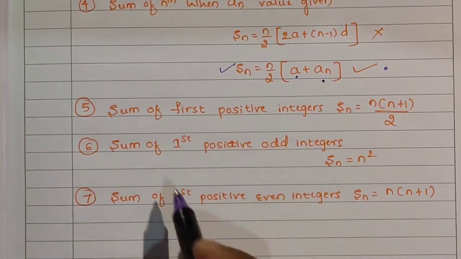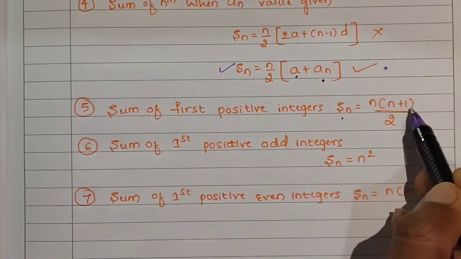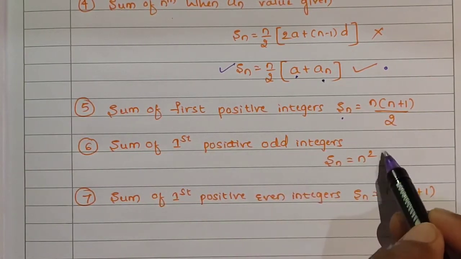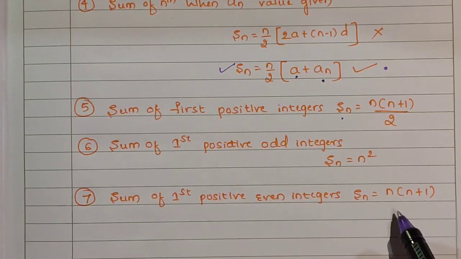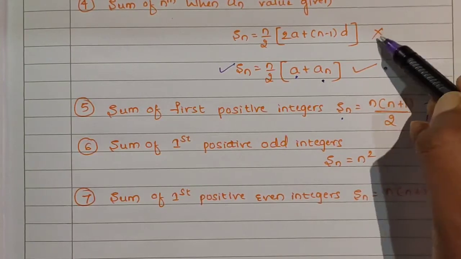Now I am going to show here: the sum of first n positive integers, Sn is equal to n into n plus 1 by 2. Sum of first n positive odd integers, Sn is equal to n square. Sum of first n positive even integers, Sn is equal to n into n plus 1. These three you can neglect, because they come from the two main formulas.